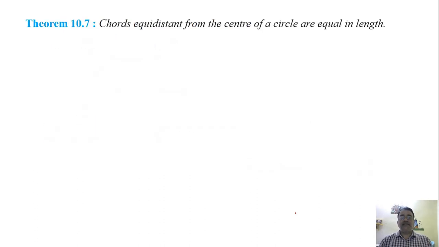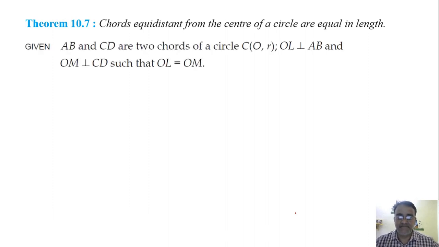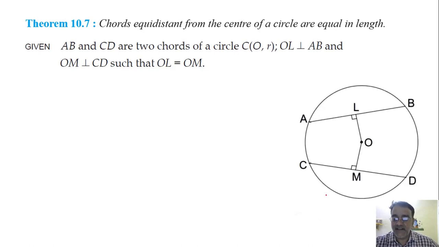Next, chords equidistant from the center of a circle are equal in length. What we were studying just now was that if chords are equal, then they are equidistant from the center. Now if chords are equidistant from the center, they are equal. This is the converse. Here we take two chords AB and CD such that their perpendicular distances from the center are equal. Now we have to show that the chords are equal, that is AB is equal to CD.